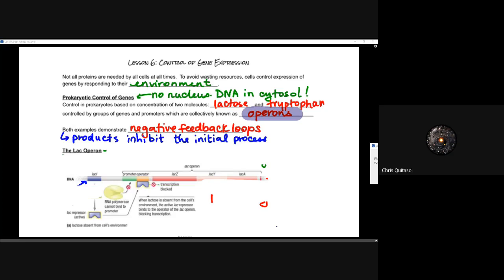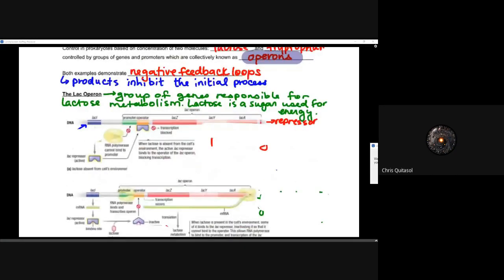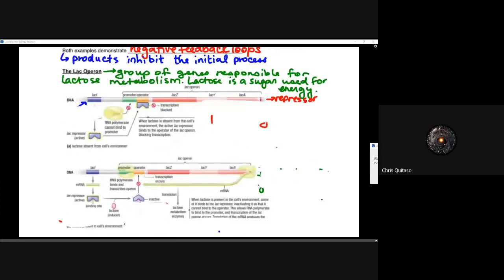So the lac operon is a group of genes that are responsible for lactose metabolic processes within the cell. Lactose is a sugar that the cell uses for energy. Just like we utilize glucose for our metabolic processes, in these prokaryotic cells we're looking at lactose as a main component. So how does the lac operon work?